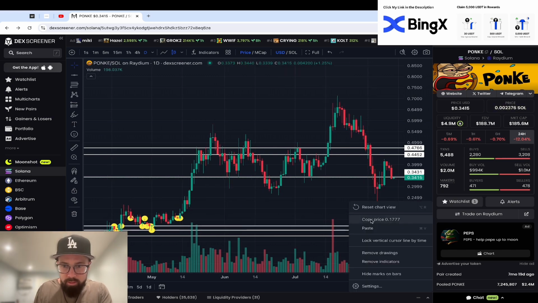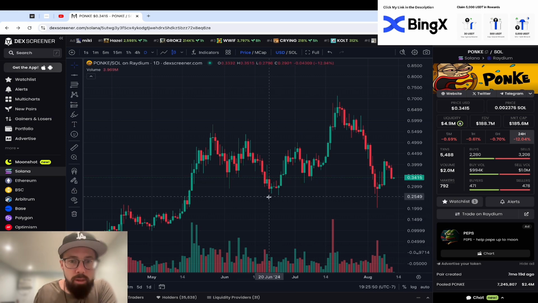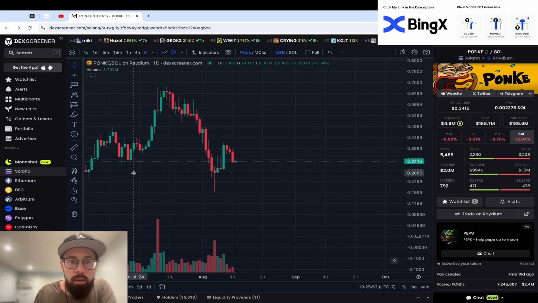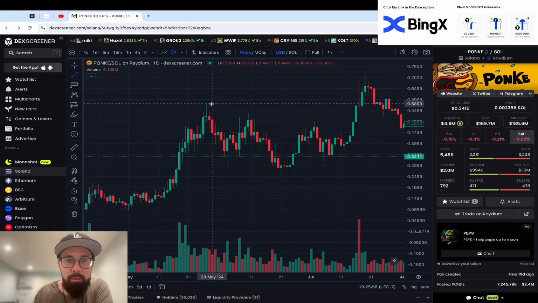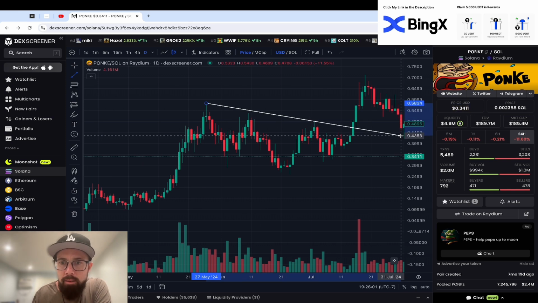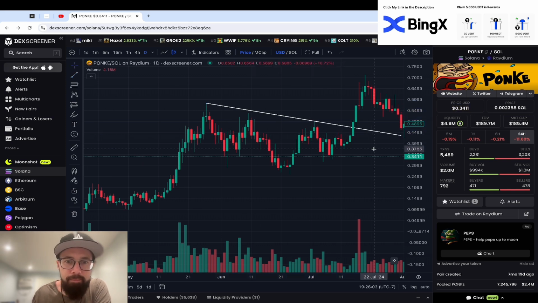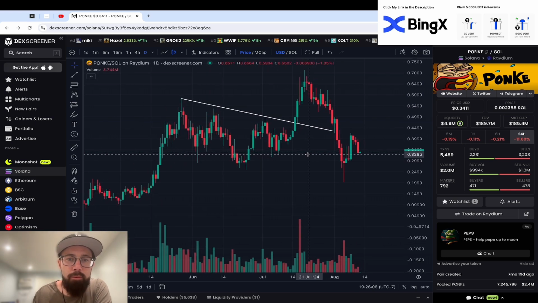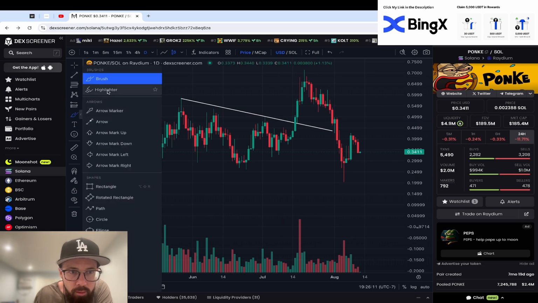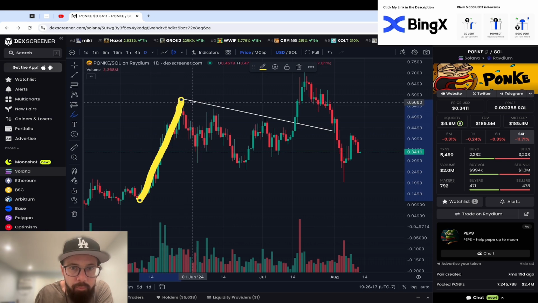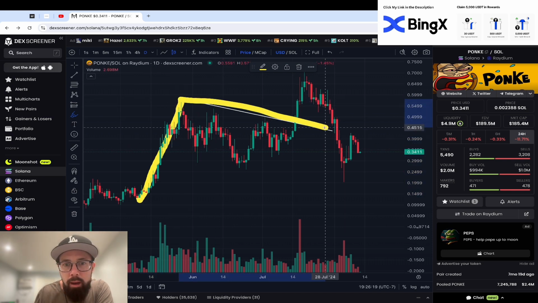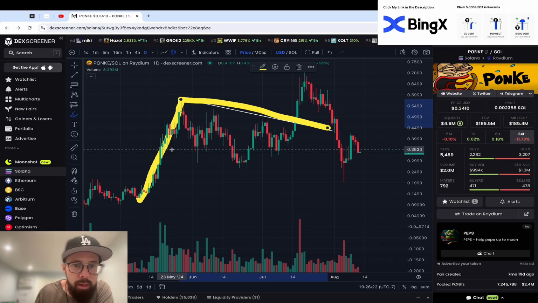All right, so I'm gonna take these levels off and I wanna show you some patterns. I see a lot of people on crypto Twitter and they mark up charts and it's just not correct. So I'd like to help people out. All right, so this is just a bull flag. So right here's the flagpole. Bam, like that. And then you have top side resistance, and then you have bottom side support.